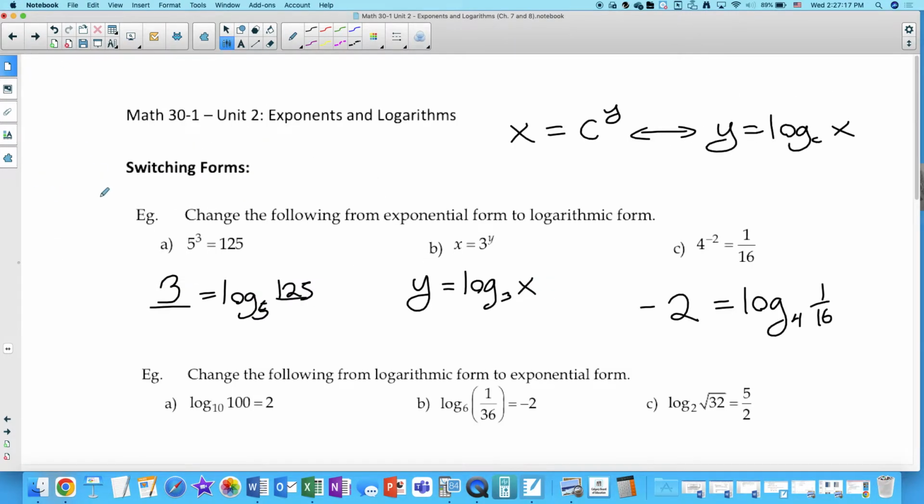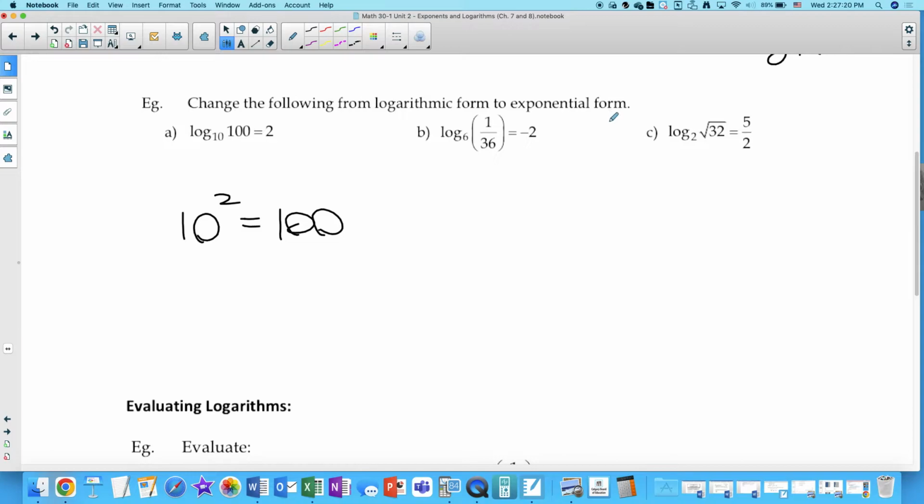So back to here. We're going in the reverse order. So we're, again, just practicing switching forms. I just remembered when we did one with base 10 that I forgot to mention that. Okay, so here we're going into exponential form. The base is the same as the base of the log. So this would be 6. The exponent is what the log is equal to, the negative 2. And that's equal to 1 over 36. And that's true. That's 1 over 6 squared. 1 over 6 squared is 1 over 36.